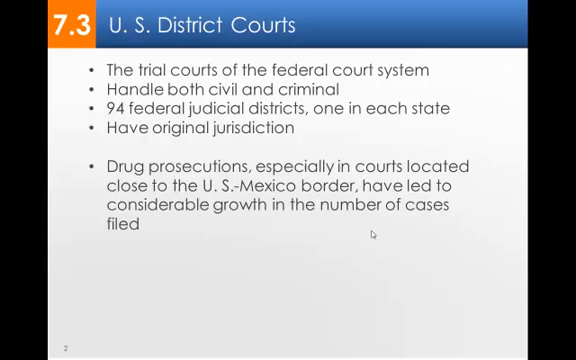There's at least one district court in every state. There are 92 all over. And these are the courts of original jurisdiction.